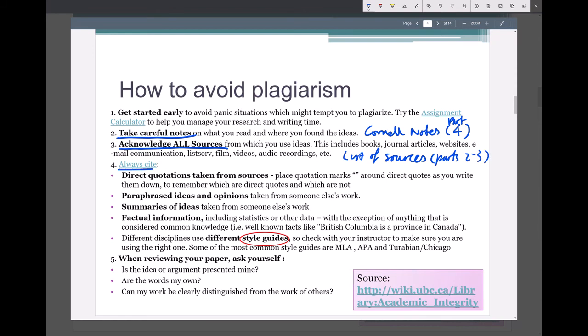Okay, and you can practice citing in your paper. Do these steps. Use direct quotes. Use paraphrase. Use summaries. Cite facts.